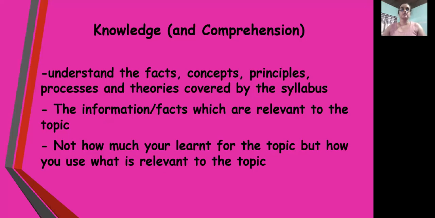Okay, here it is. So the first thing that you're tested on is knowledge. And if you look at the syllabus, knowledge and comprehension go hand in hand. So basically what that means is that you have to understand the facts, you have to understand concepts, you have to understand principles, you have to look at the processes and theories and so on that are covered by the syllabus. What does that mean? It means that if they give you a topic on sports, you actually have to have information about sports. You can't make up information as you go along. You have to have proper, solid facts which are relevant to the topic.